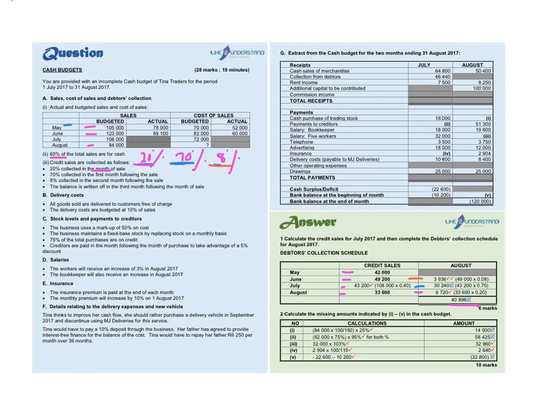Stock levels and payments to creditors. The business uses a markup of 50% on cost. Therefore, the cost price equals 100% and the sales price equals 150%. So if we want to calculate the cost price, it will be 100 divided by 150 times the amount. The business maintains a fixed base stock by replacing stock on a monthly basis. So everything that's sold in a month will be replaced and purchased in that same month.